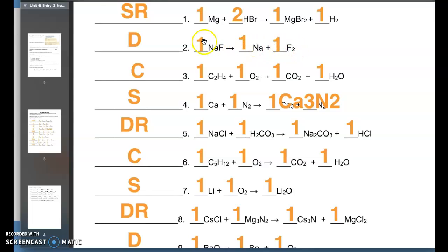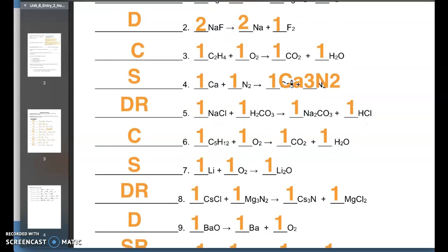Okay. Here I have one sodium, that's fine. 1 fluorine, 2 fluorines, which means I got to come back and double that one. But notice now that gave me 2 sodiums, so I have to come back over here and double my sodiums in order to be balanced.